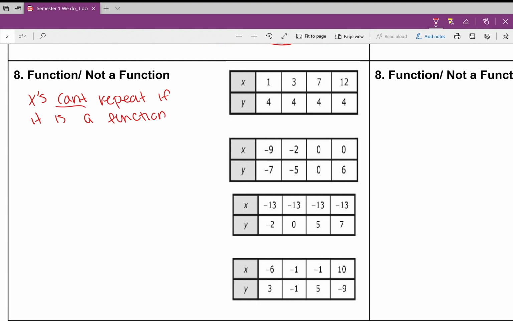Can't repeat. So let's look at each table and let's look at the x's. So this first one we have 1, 3, 7, 12. None of them repeat, so this is a function. So I'm going to write F for function. Let's look at the next one.